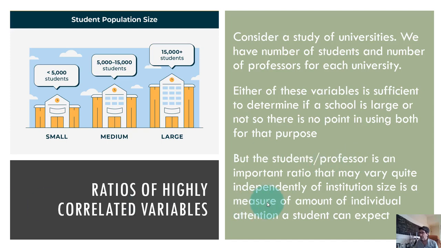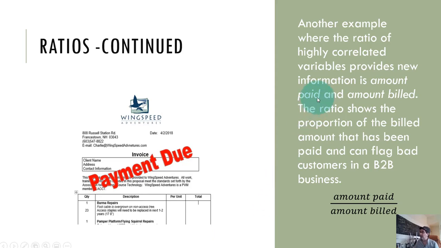Okay, let's look at another example where we're going to talk about ratios of highly correlated variables. So another example where the ratio of highly correlated variables provides new information. Suppose we have two variables, amount paid and amount billed. So this is in the situation where we're like a B2B business, and so we're selling to other companies. So we bill out a certain amount, but they may not pay the full amount. So there may be a difference between the amount that they pay and the amount that we billed. Hopefully there's not, but probably there is.